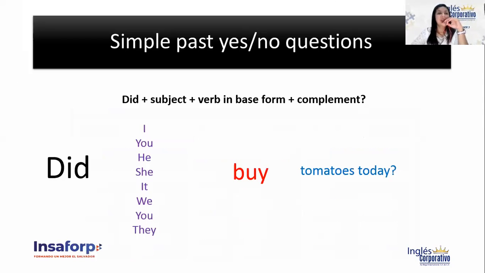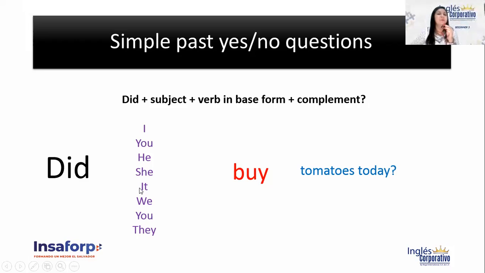Very good. Now let's go to simple past yes/no questions. And what is the structure of simple past yes/no questions? This is so easy because you need the auxiliary did. This is even easier than the simple present. The past is easier because you just need the auxiliary did, then the subject, and then the verb doesn't change, it's in the base form, and then the complement, okay?